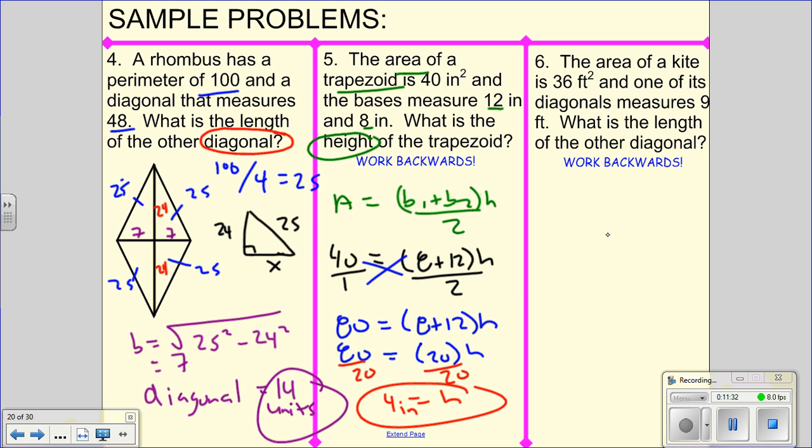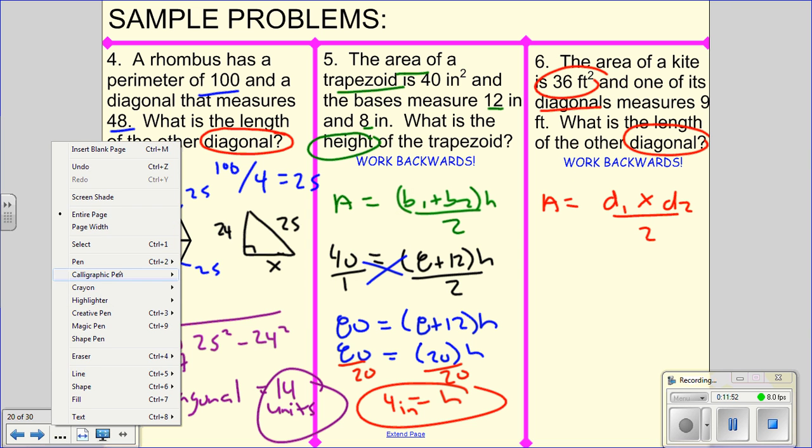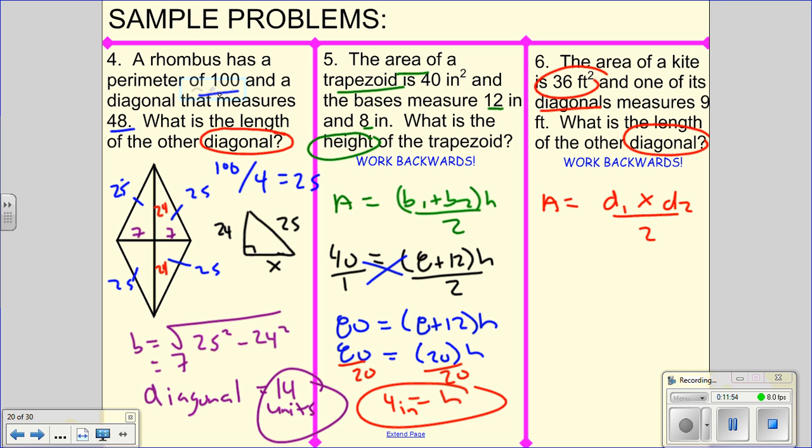And lastly, number 6 gives us the area of a kite, and it tells us one of the diagonals. We're finding the missing diagonal. So the formula for area of a kite is d1 times d2 divided by 2. And we're going to substitute A with the value that they told us for the area, which was 36. And it told us that one of the diagonals, so let's say it's d1, is 9. We don't know d2, and that's what we're looking for.